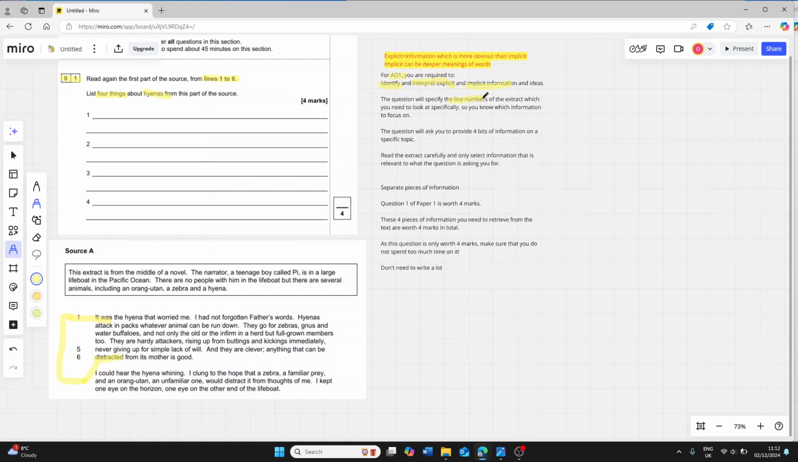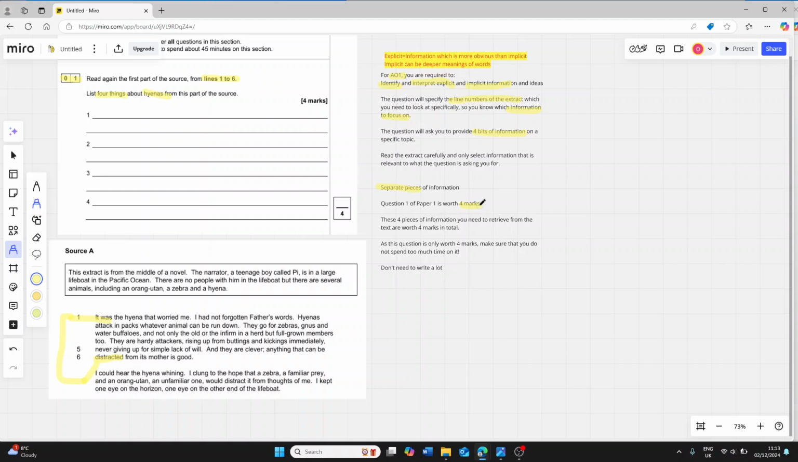So it says that we need to focus on specific line numbers, which we have, and you need to know which information to focus on, in which case it is the hyenas. And we only need to provide 4 bits of information, so make sure you only provide 4 parts of it, 4 facts. Okay, make sure they are separate pieces of information. So if it says the old scary castle, you can't say the old scary castle twice. You can only say it once, okay? So you couldn't say the old castle and then your next point be the old scary castle. You would only get old once as a mark.